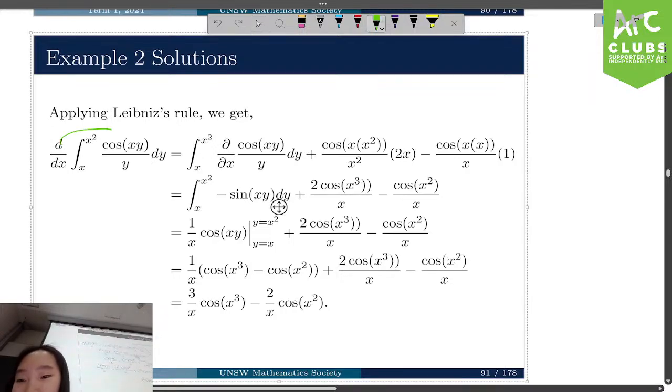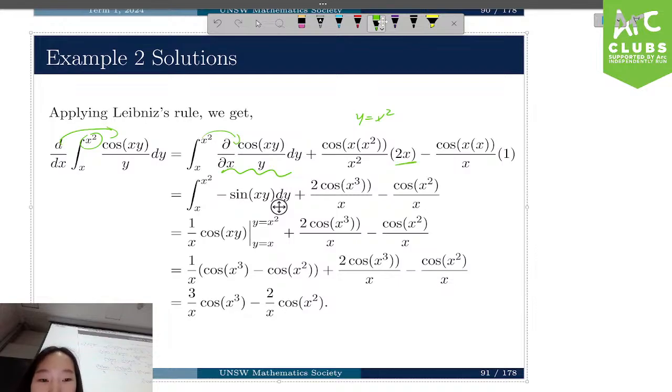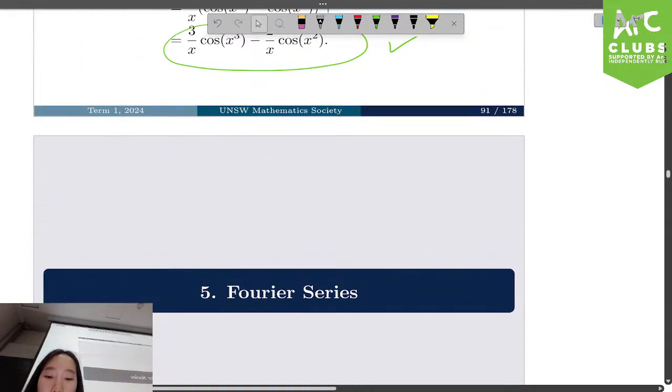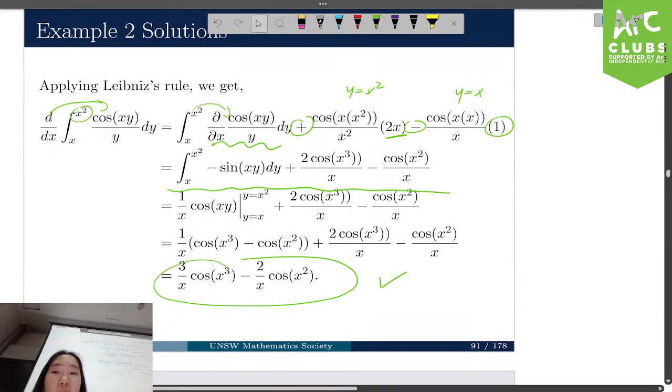First step, we put our derivative inside of the function. Just like that. And then we substitute y equal to x squared, our upper bound, and we differentiate x squared with respect to x, which is 2x. And then plus and minus sign, we substitute y equal to x, and then we differentiate x with respect to x, which is 1. All good. Then we just need to further simplify, and finally we get the following. So this is the end of the part on differentiable functions and integrations.